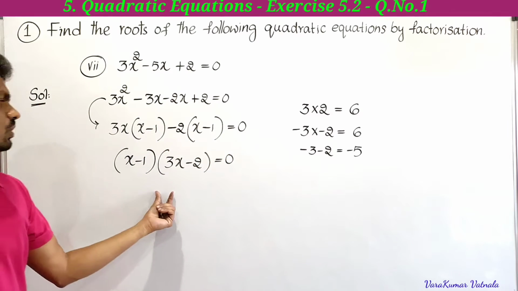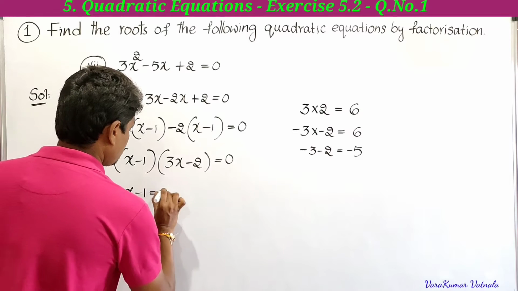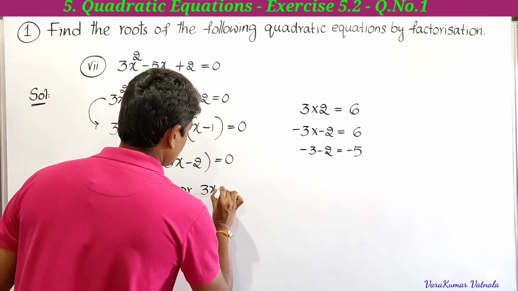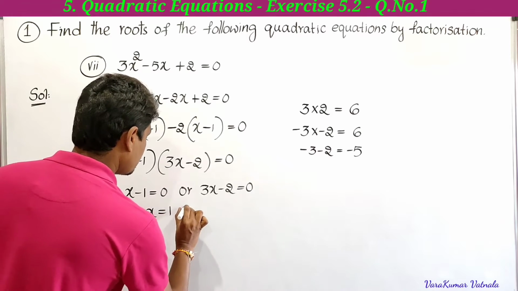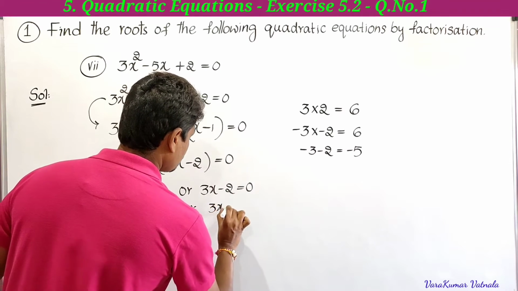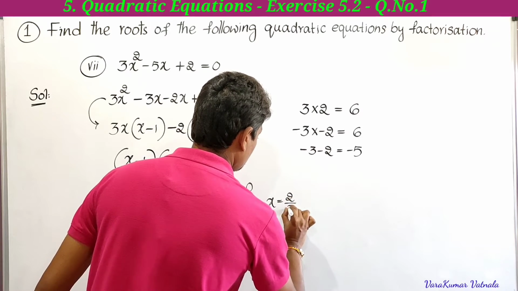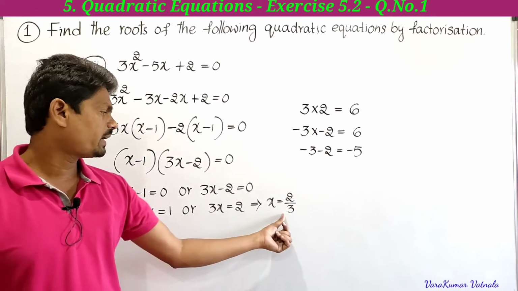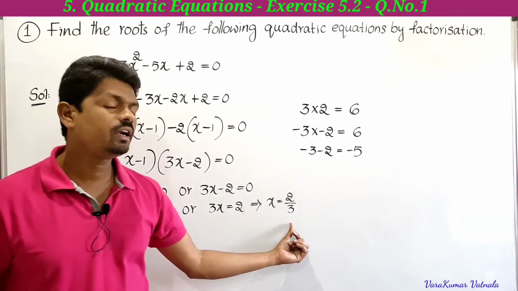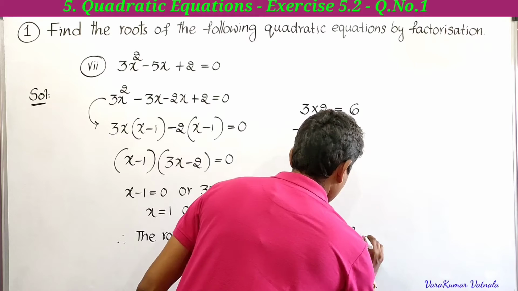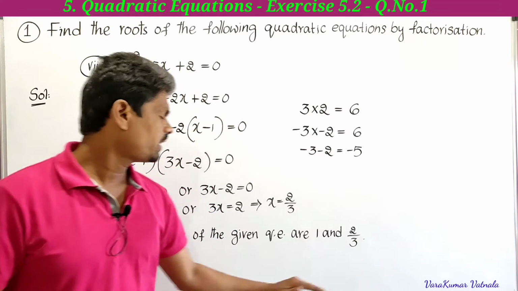So either x minus 1 equal to 0 or 3x minus 2 equal to 0. So here take minus 1 to the right side, it becomes plus 1. X is equal to 1, or take minus 2 to the right side, it becomes 3x equal to plus 2. That implies x is equal to 2 by 3. So take 3 to the right side, here multiplying it divides. Therefore the roots of the given quadratic equation are 1 and 2 by 3. So that we have to write.